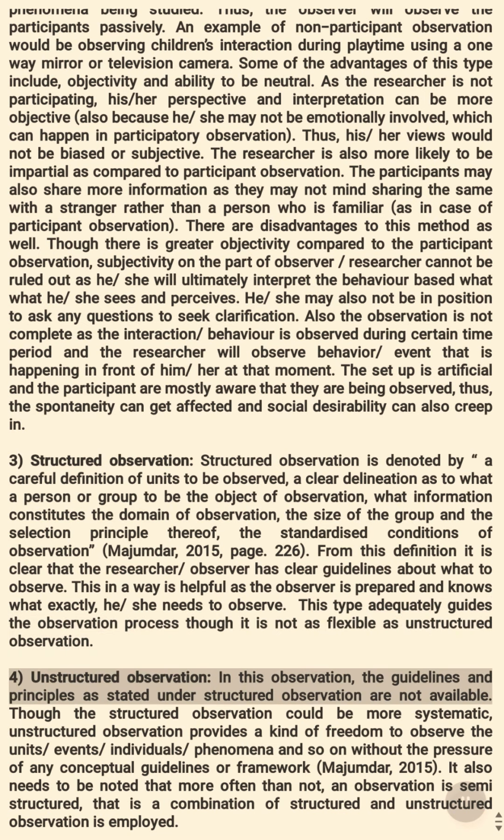4. Unstructured observation. In this observation, the guidelines and principles as stated under structured observation are not available. Though the structured observation could be more systematic, unstructured observation provides a kind of freedom to observe the units, events, individuals, phenomena and so on without the pressure of any conceptual guidelines or framework (Majumdar, 2015). It also needs to be noted that more often than not, an observation is semi-structured, that is, a combination of structured and unstructured observation is employed.